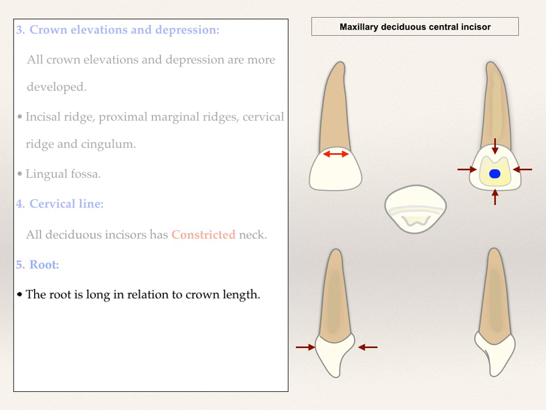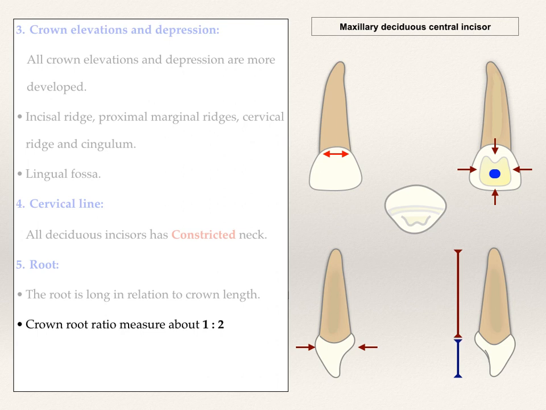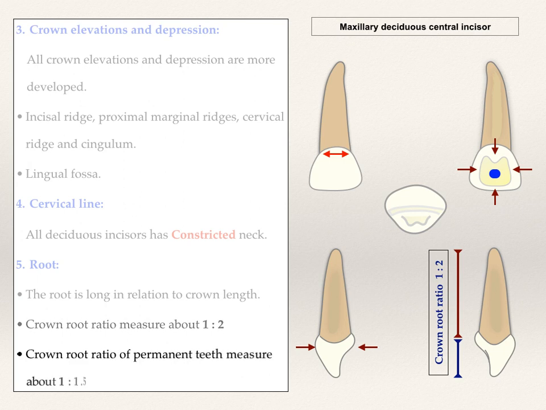Root. The root of deciduous incisors is long in relation to the crown length, and measures about 1 crown to 2 root. And this is termed the crown root ratio. بينما crown root ratio of permanent teeth measures 1 to 1.5.